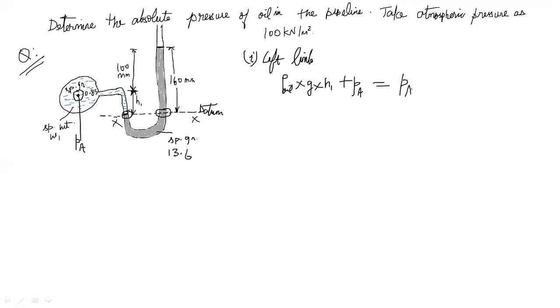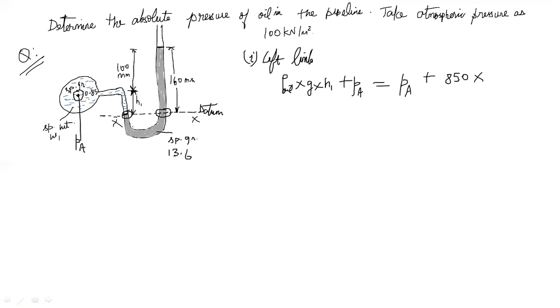So pressure A is to be found out, it is unknown. The density of oil has been given to me, the specific gravity has been given to me as 0.85. So simply multiply it by 1000. Whenever you get any specific gravity, multiply it by the density of water so that you get the density of that particular fluid, and H1.